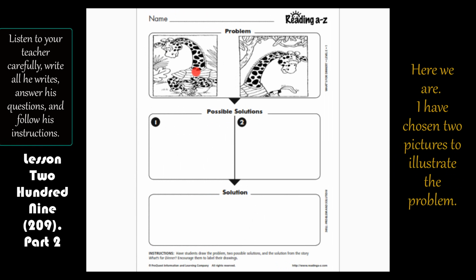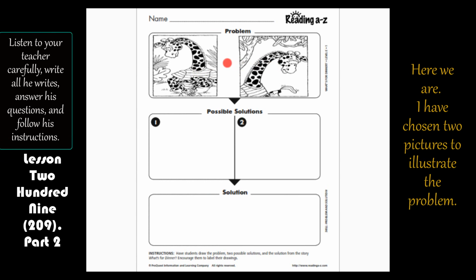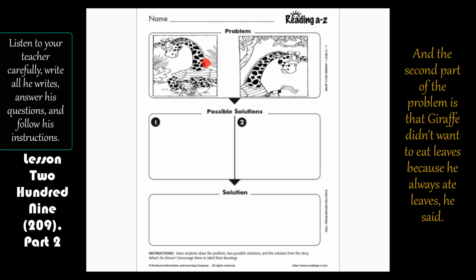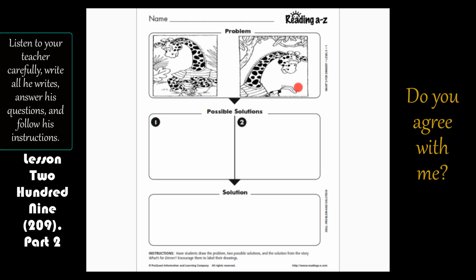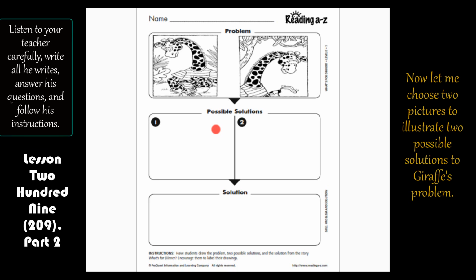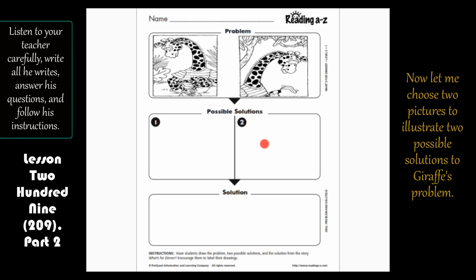Here we are. I have chosen 2 pictures to illustrate the problem. I think the problem has 2 parts. One part is that giraffe was hungry. And the second part of the problem is that giraffe didn't want to eat leaves because he always ate leaves, he said. Do you agree with me? Now, let me choose 2 pictures to illustrate 2 possible solutions to giraffe's problem.